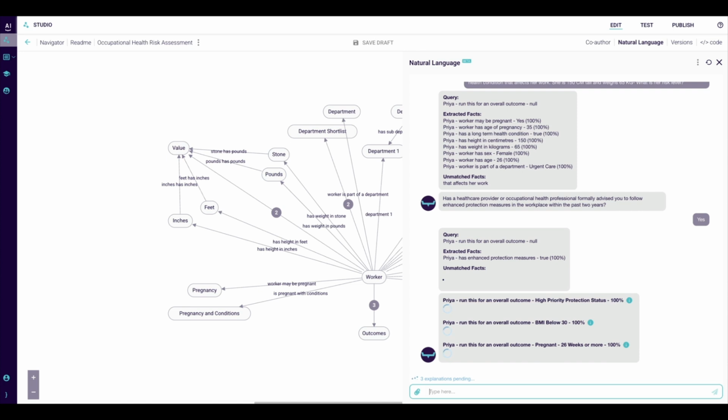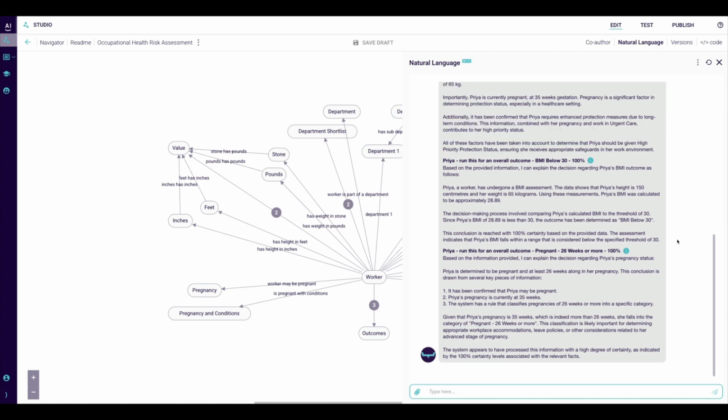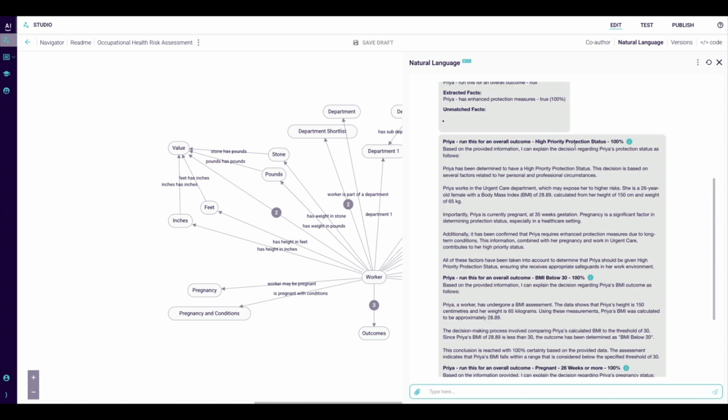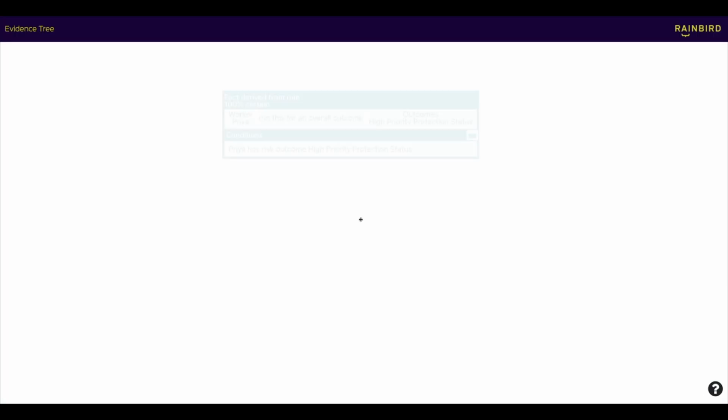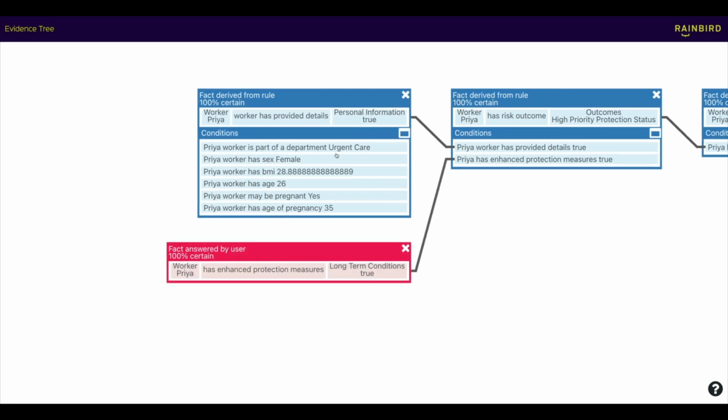Based on this, Rainbird returns 3 results: a high-priority protection status, a BMI warning, and a pregnancy-based recommendation, triggered by her being over 26 weeks pregnant. Once again, each result includes a clear natural language explanation and a corresponding evidence tree, tracing exactly how Rainbird processed the input data and why the decision was made.